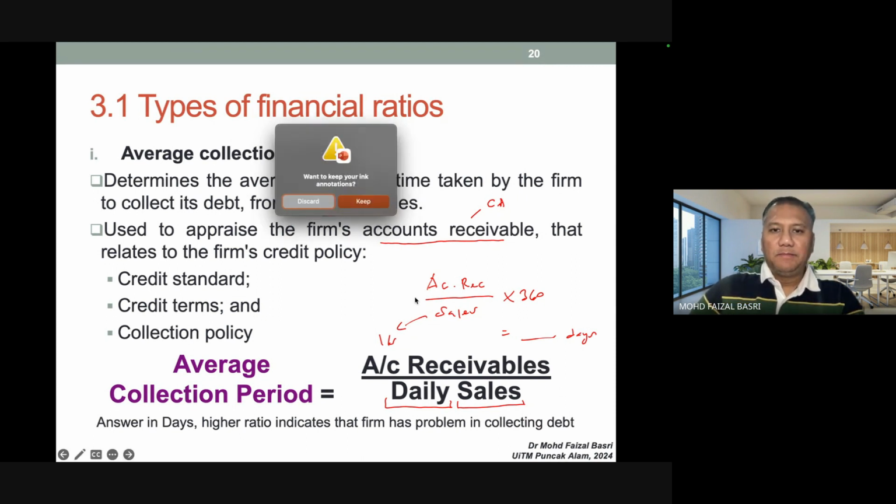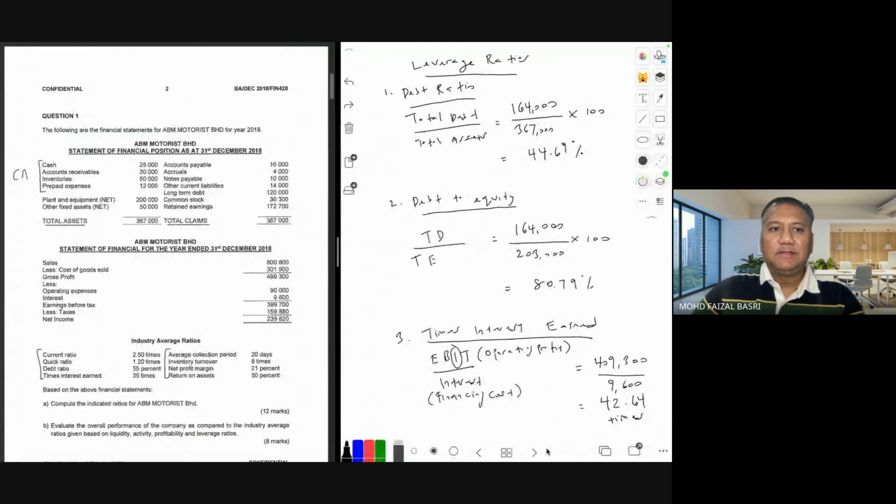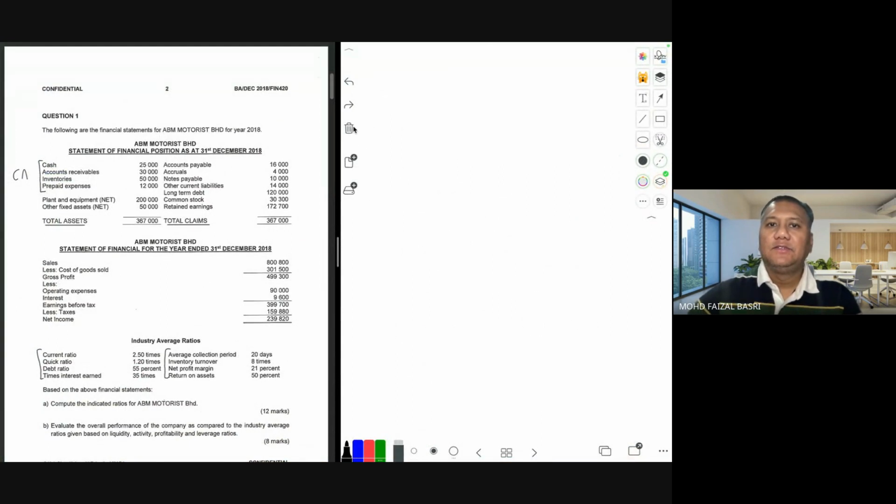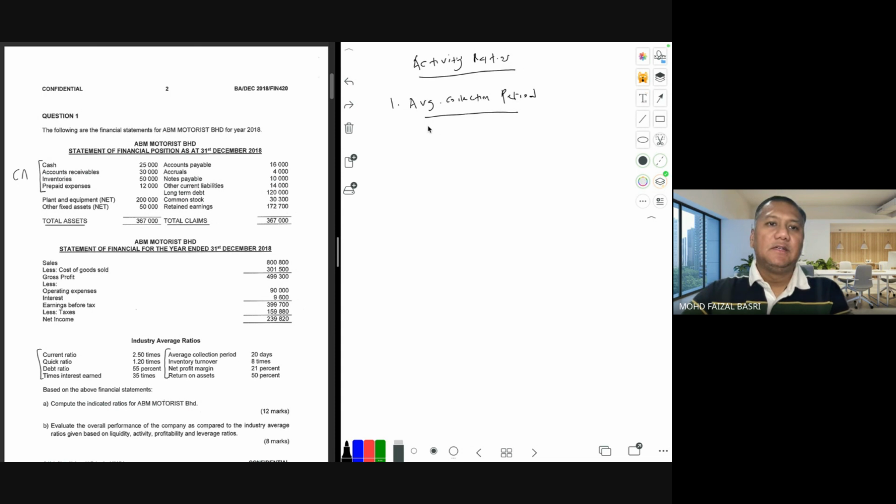Okay, so bear with me. We go back to the question earlier. Okay, ni tadi leverage. So now activity ratios. So first we have average collection period, ACP in short. So formula dia tadi, account receivable divide by sales times 360.